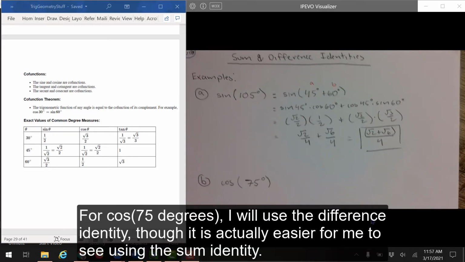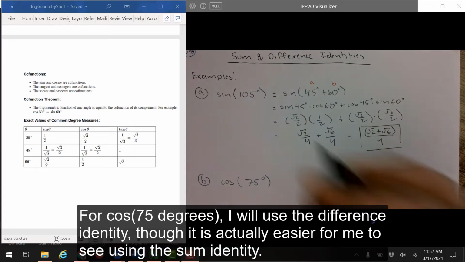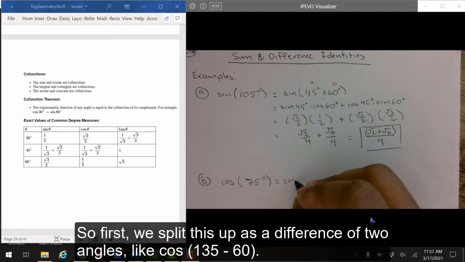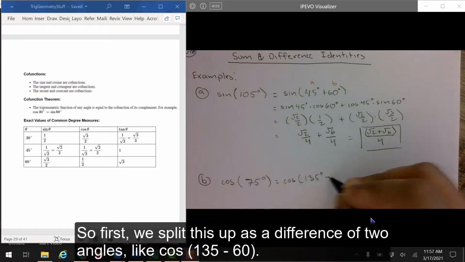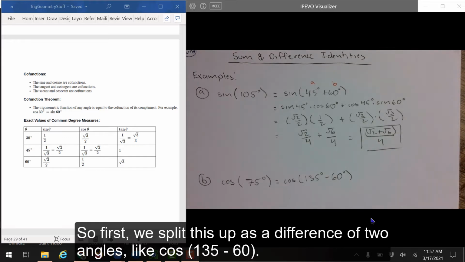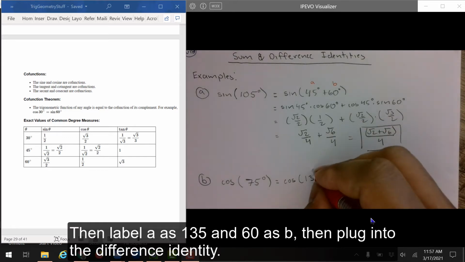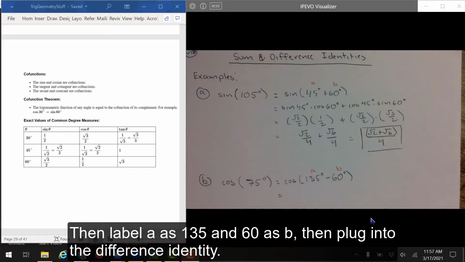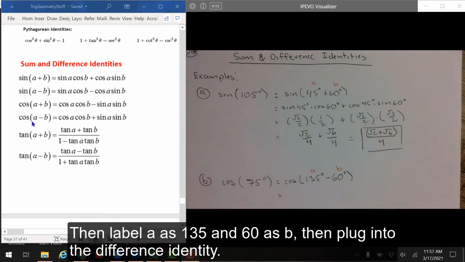For cosine 75 degrees, I will use the difference identity, though it is actually easier for me to see using the sum identity. So first, we split this up as a difference of two angles, like cosine 135 minus 60. Then label A as 135 and 60 as B. Then plug into the difference identity.